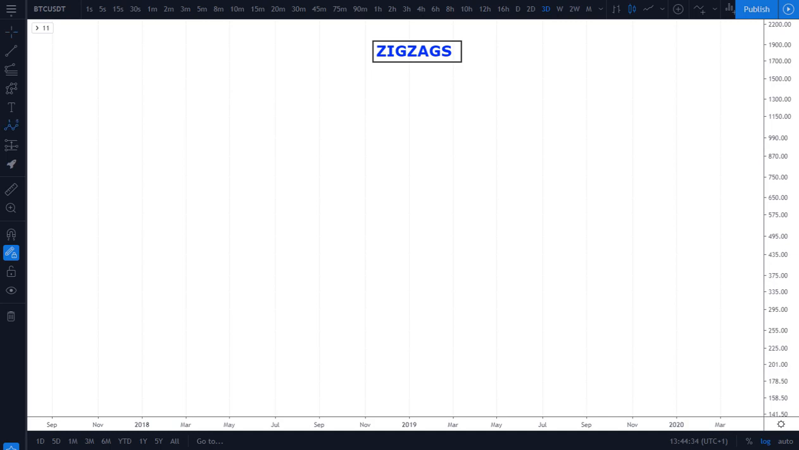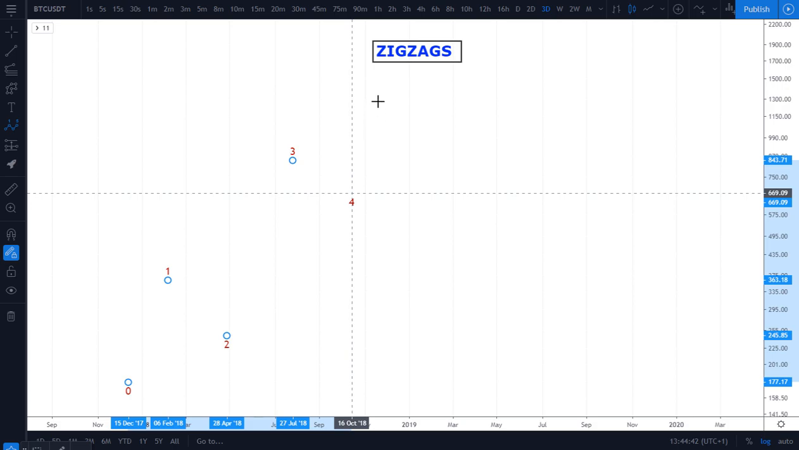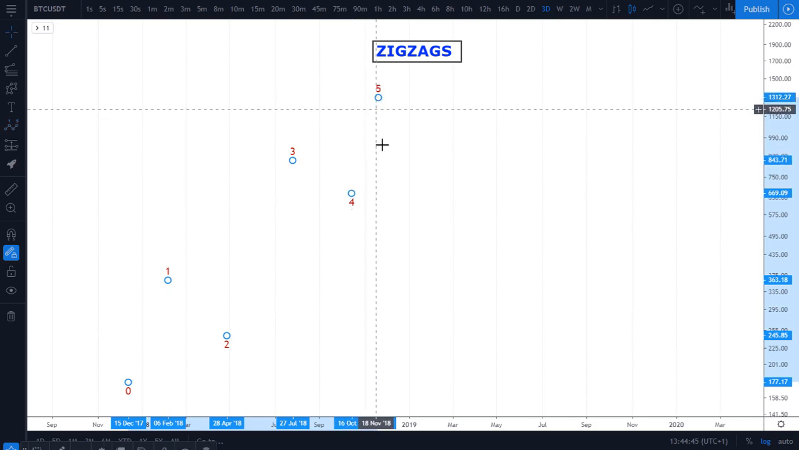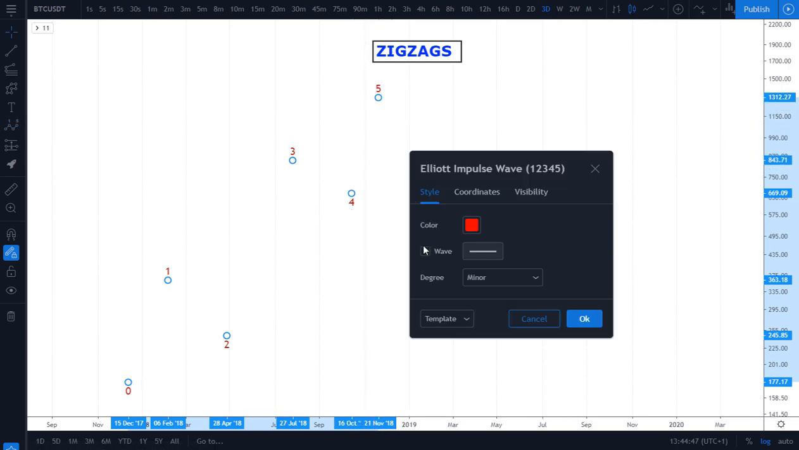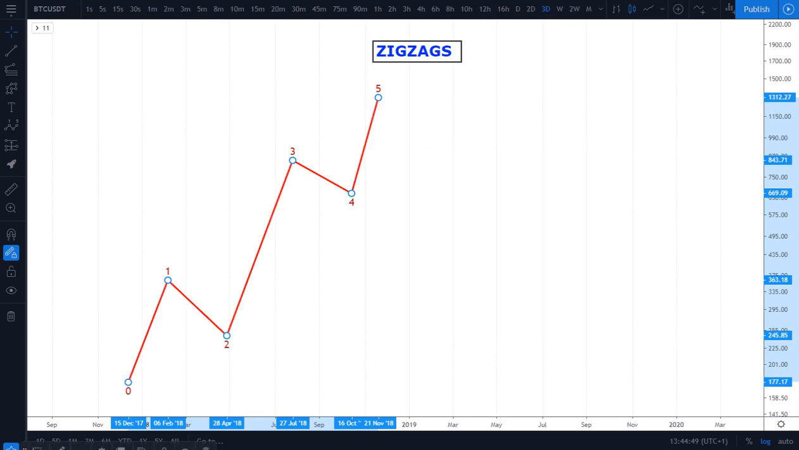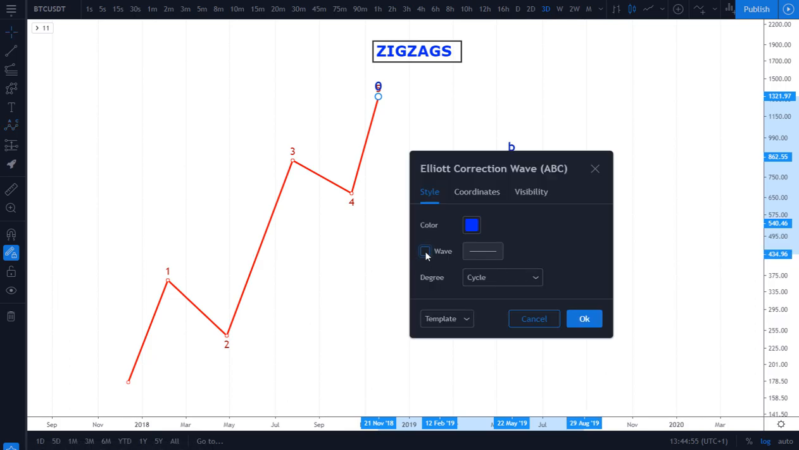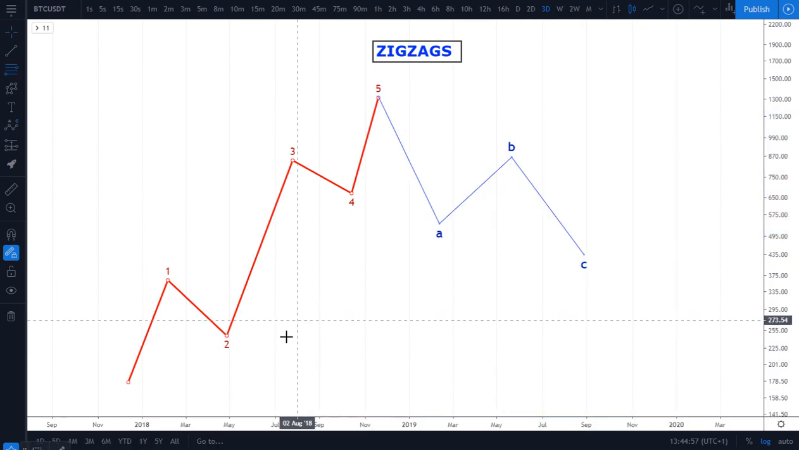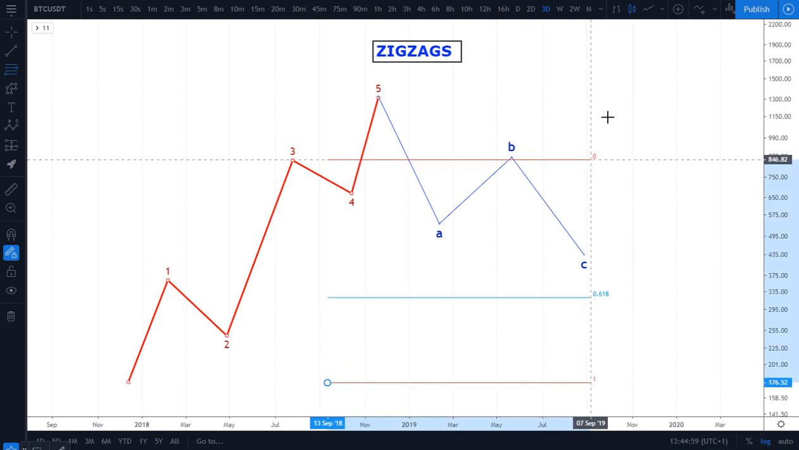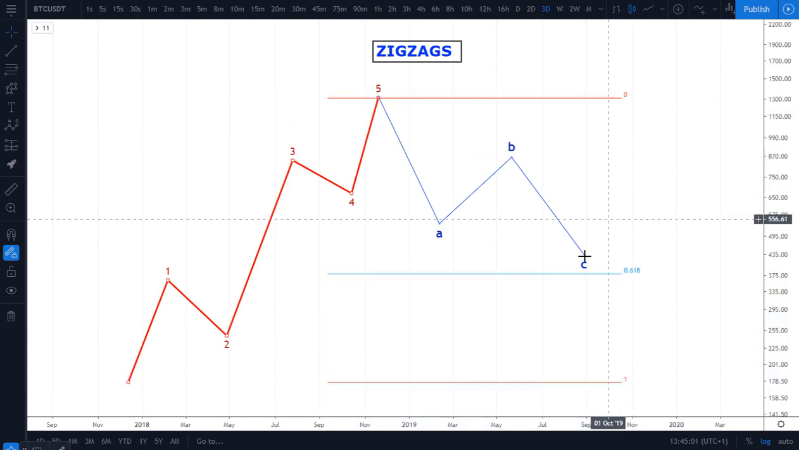So last time we did a short tutorial for impulse wave. Let's keep going, and this time we have zigzag. Quick reminder, impulse is a 5-wave structure, and once it's completed, you correct in a 3-wave fashion like this, ABC. Your ABC is often going to retrace to the 618 level.